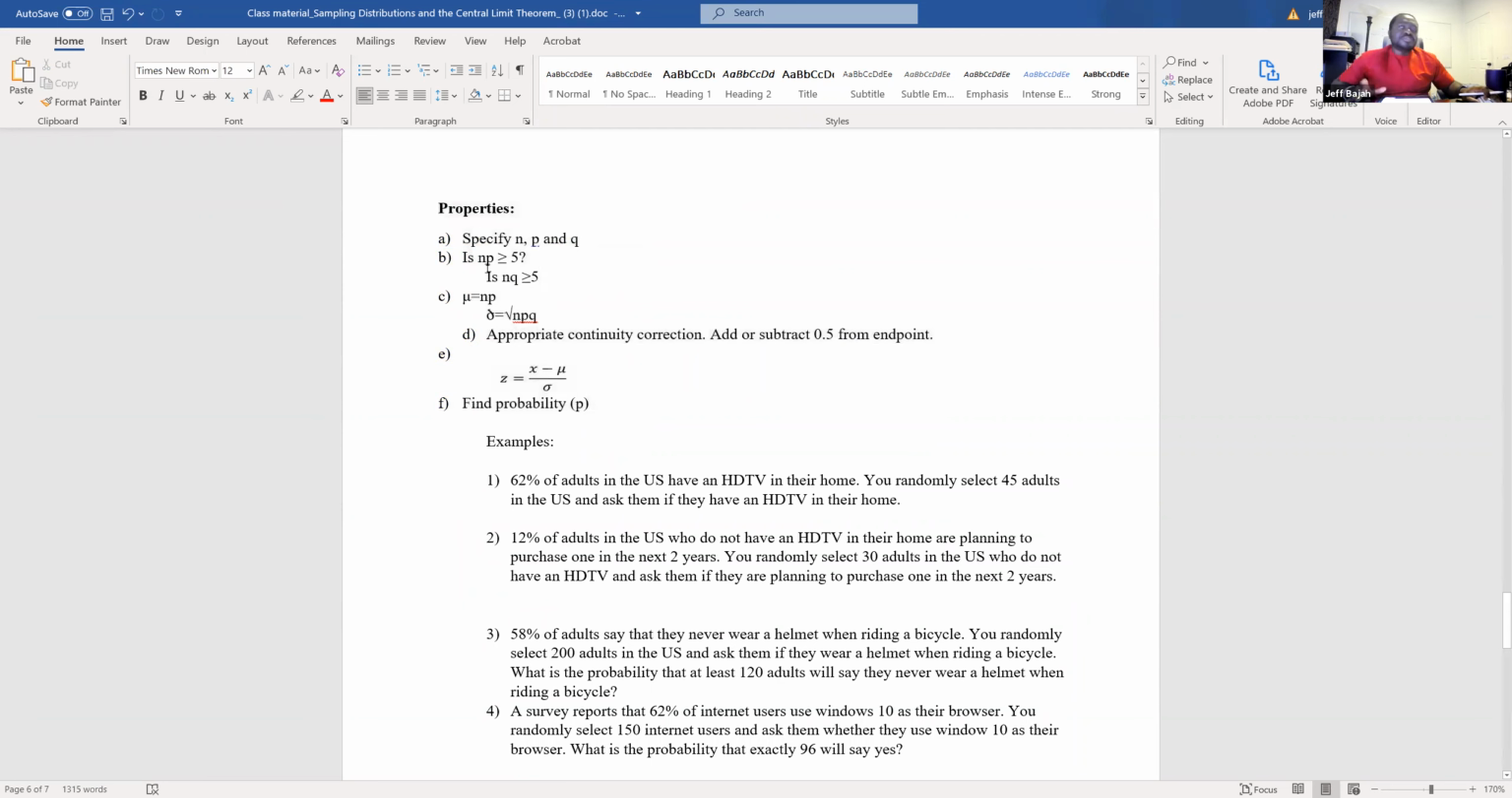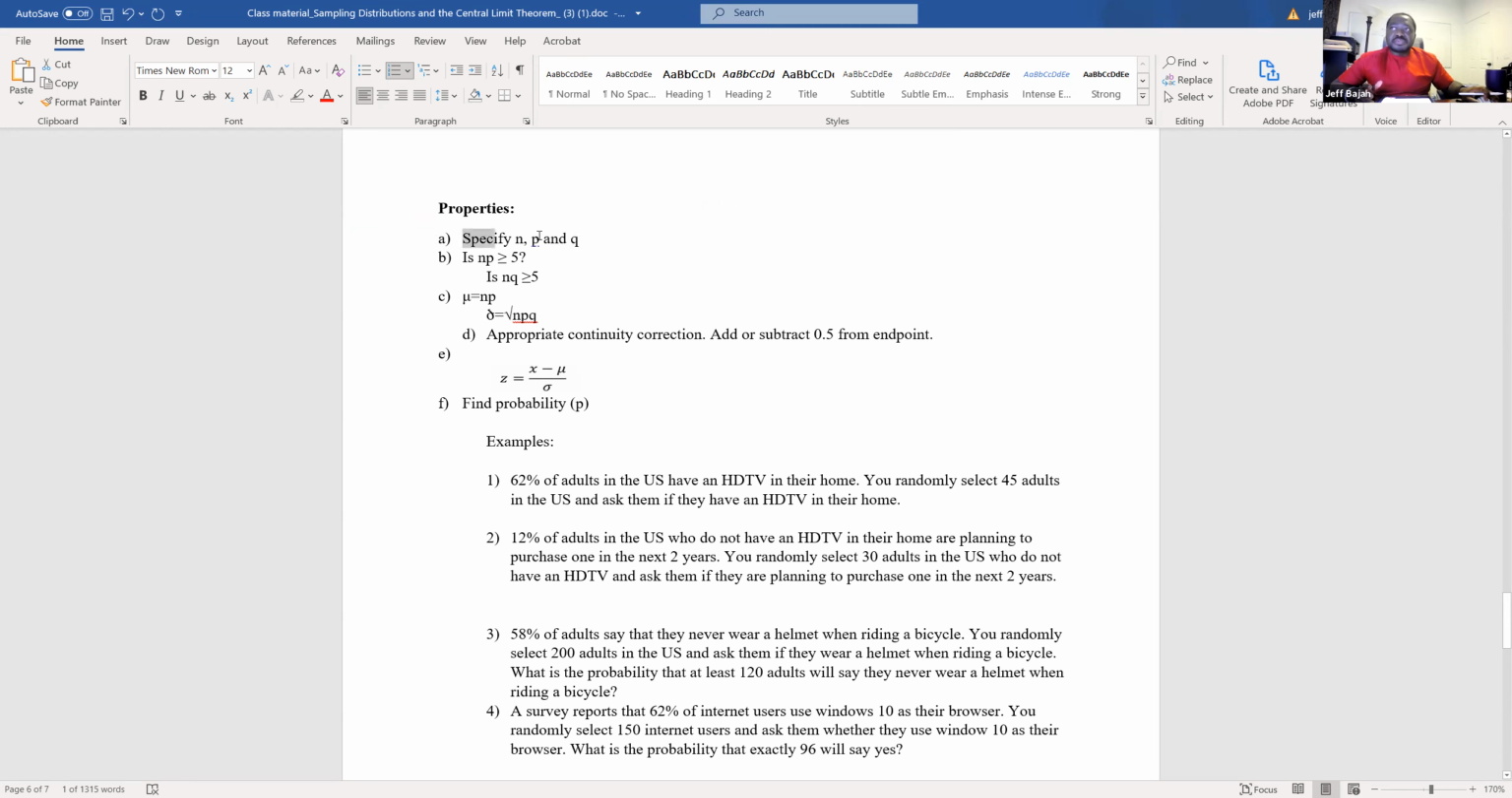So here's the first step. Before you solve any question involving a normal distribution approximation of a binomial question, you have to state what n is, which you all know. N is the number of trials, P is the probability of success, Q is the probability of failure.